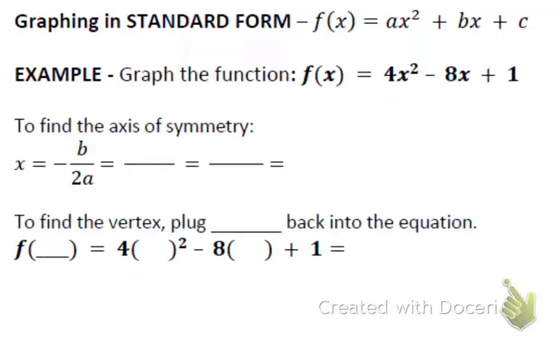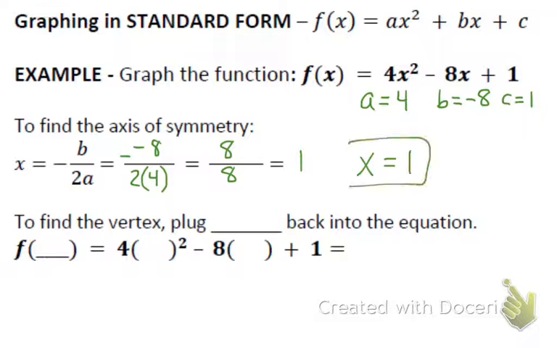Graphing this in standard form, a is 4, b is negative 8, c is 1. Axis of symmetry, x equals negative b over 2a, so we've got a negative already, negative negative 8 over 2 times a, which is 4. The opposite of negative 8 is positive 8. 2 times 4 is 8. 8 over 8 is 1. So the axis of symmetry is x equals 1.